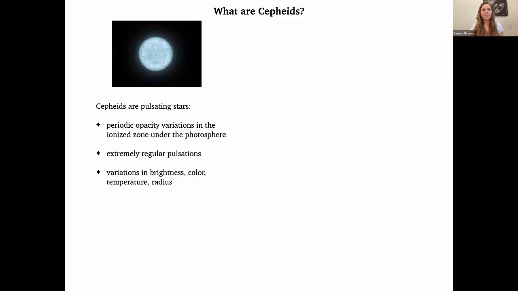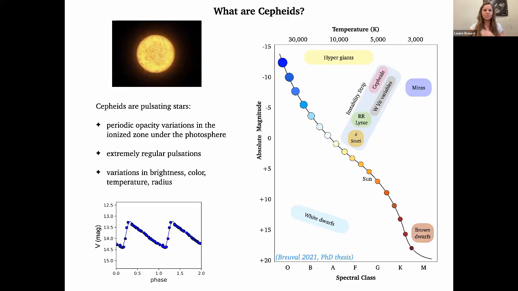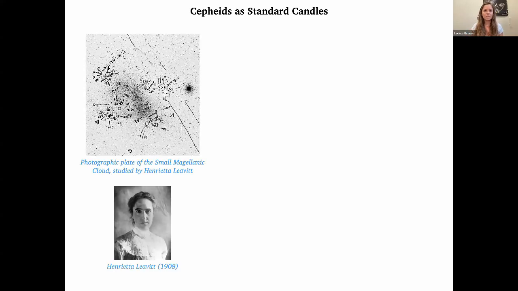There's an opacity variation in the outer layer of the stars, and these pulsations are extremely regular. It's not only a change in the brightness, but also a change in the color, the temperature, and the radius. So what we do as astronomers is take time series to measure the brightness variation and produce light curves. We measure the pulsation periods. And Cepheids in the HR diagram are located in the instability strip along with other pulsating stars. So Cepheids are standard candles, which means they can be used to measure distances.